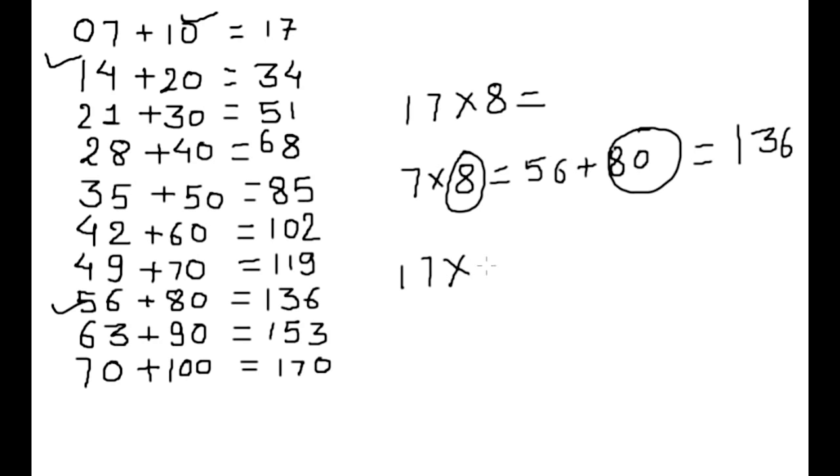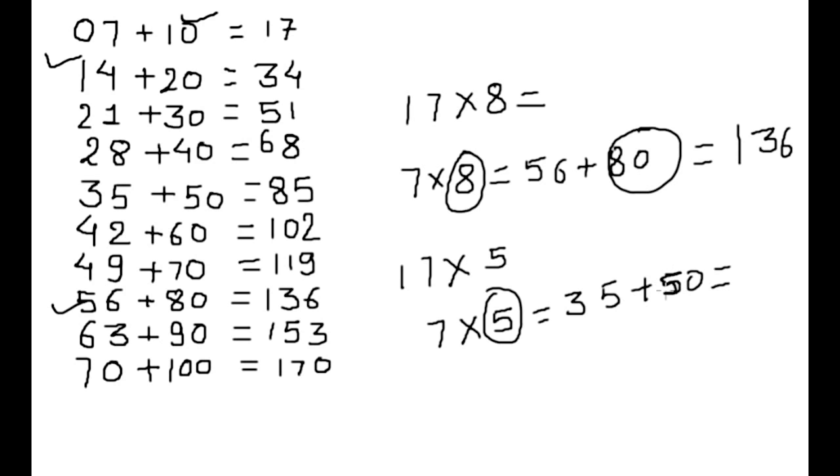For example, 17 into 5. So we will write 7 into 5 is equal to 35 and we will add 50 because this is the 5 times table. So this is equal to 85. In this way, we will get the 17 times table.